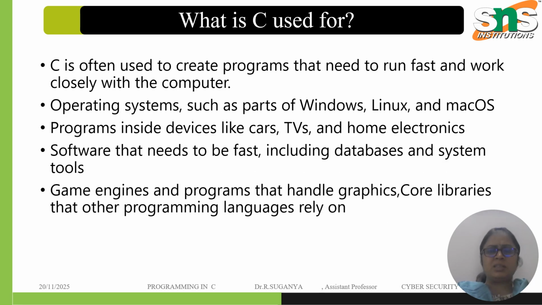So what is C used for? C is often used to create programs that need to run fast and work closely with the computer. Operating systems such as parts of Windows, Linux and Mac OS, programs inside devices like cars, TVs and home electronics, database and system tools, game engines, and core libraries that other programming languages rely on are written with C.